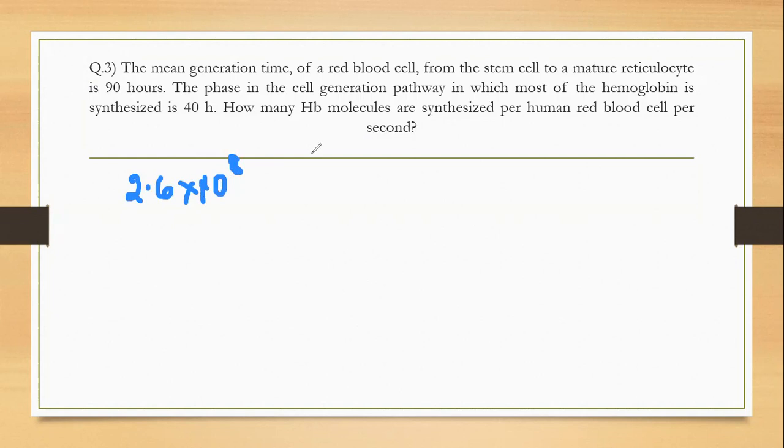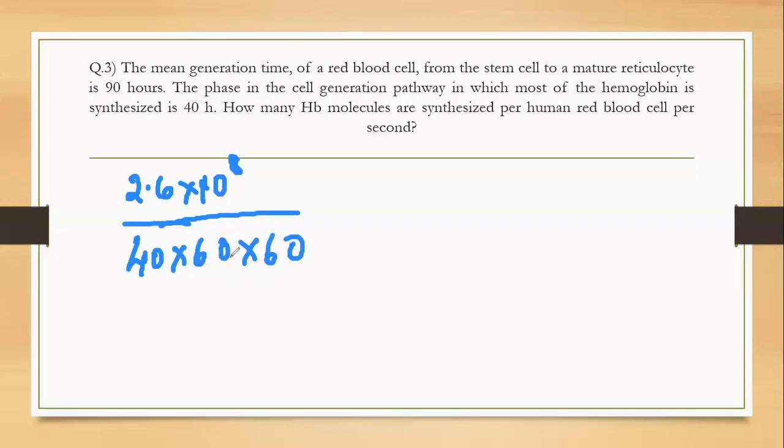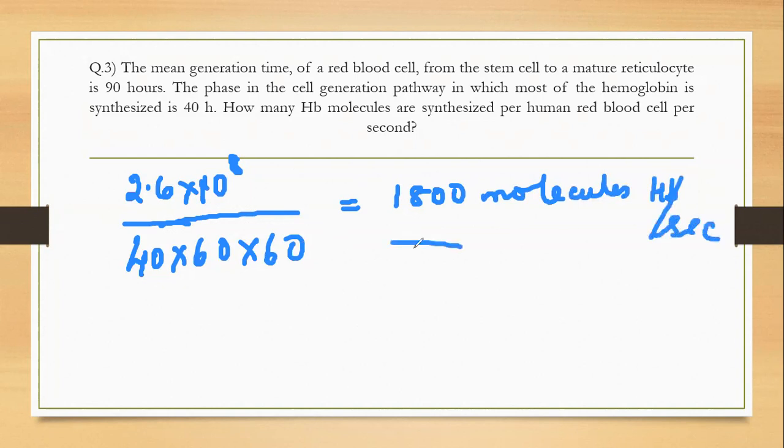Correct. So it is given that it is 40 hours, but they're asking in seconds. So simple, what will you have to do? Convert hours into seconds. So 40 hours into 60 makes it minutes, into 60 makes it seconds. So simply the total number of hemoglobin molecules divided by the time taken for the generation will give you around 1800. That is 1800 molecules of Hb per second.